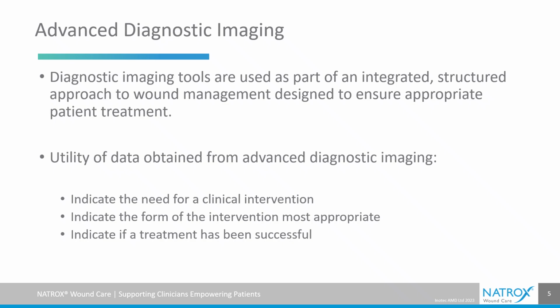Let's talk about some advanced diagnostic imaging. Diagnostic imaging tools are used as part of an integrated, structured approach to wound management designed to ensure appropriate patient treatment. The utility of data obtained from advanced diagnostic images can help indicate the need for a clinical intervention, can assist in indicating the form of that intervention that would be most appropriate, and then also can indicate if a treatment has been successful.